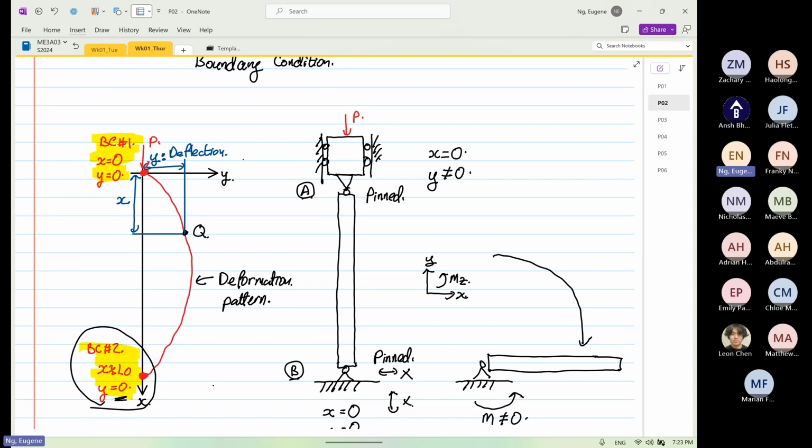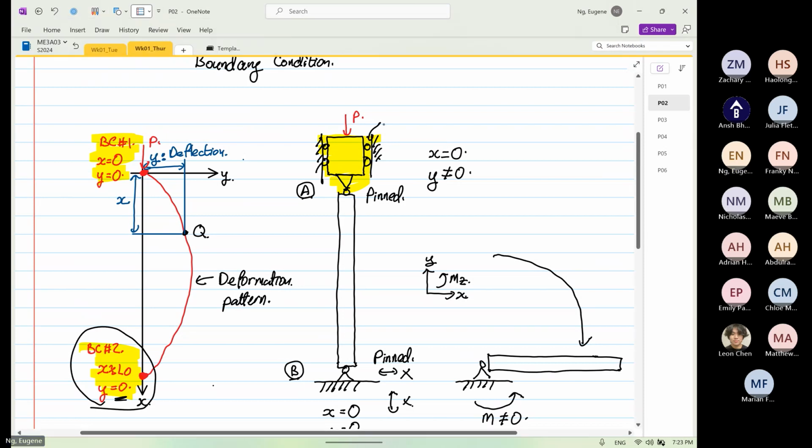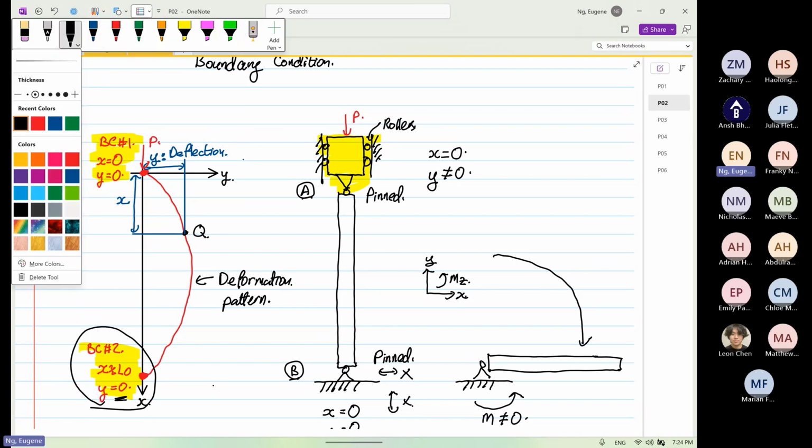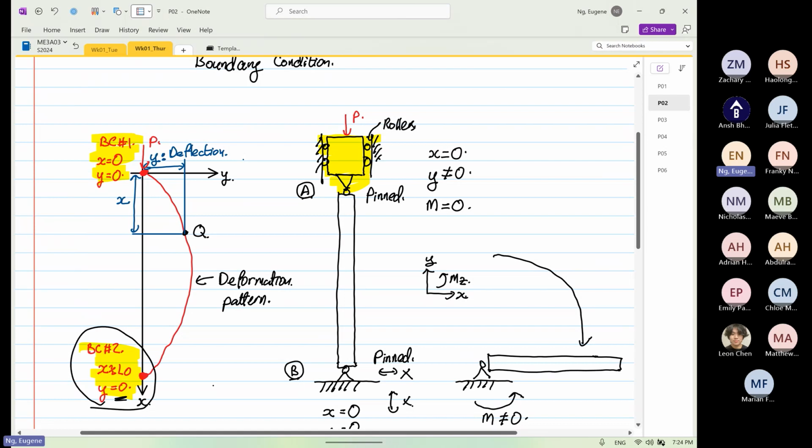Y is not equal to what? 0. Yes or no? Because if you look at point A, or the entire integrated system at point A, this entire structure, you realize it's on the block and you have rollers over here, right? You have rollers over here. Means it can move what? Up and down, right? However, moment is still equal to what? Equal to 0.